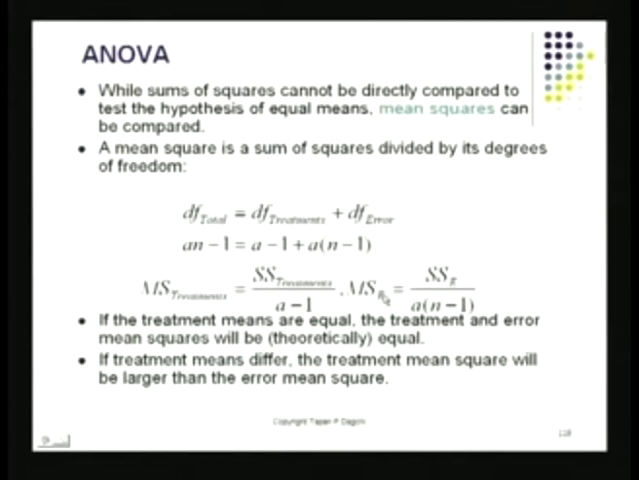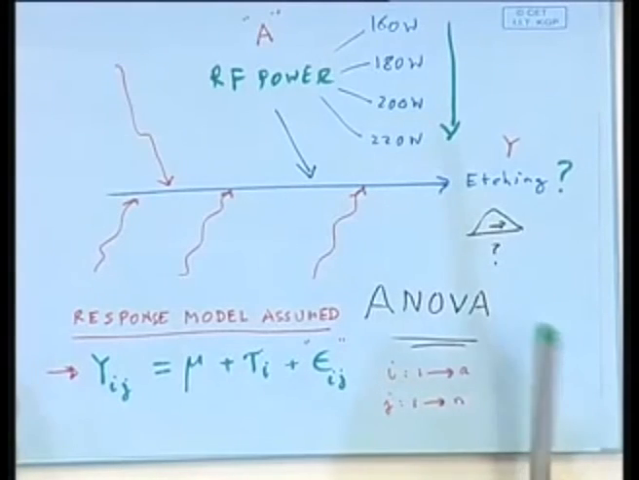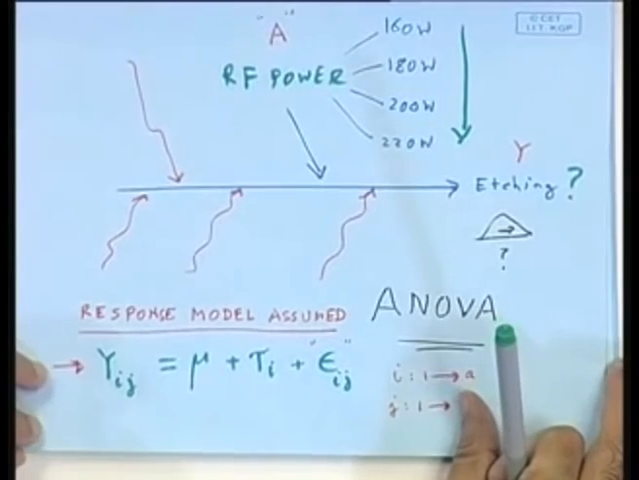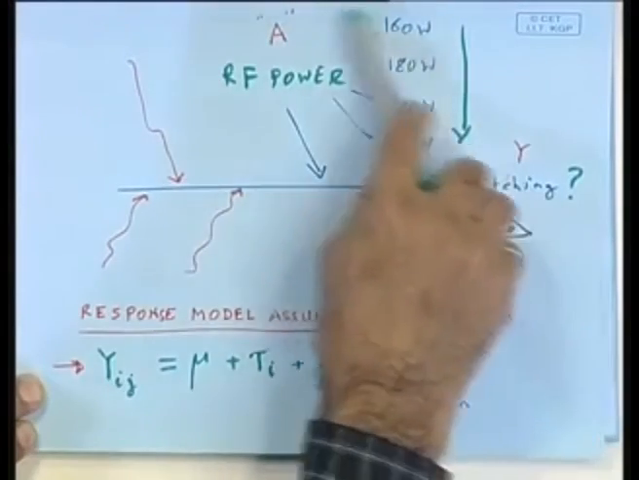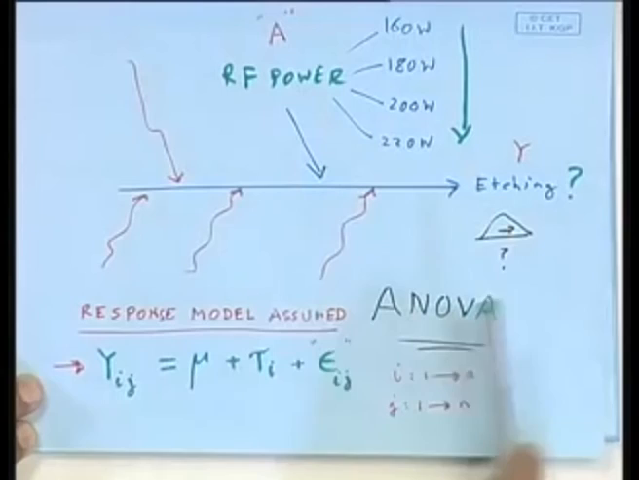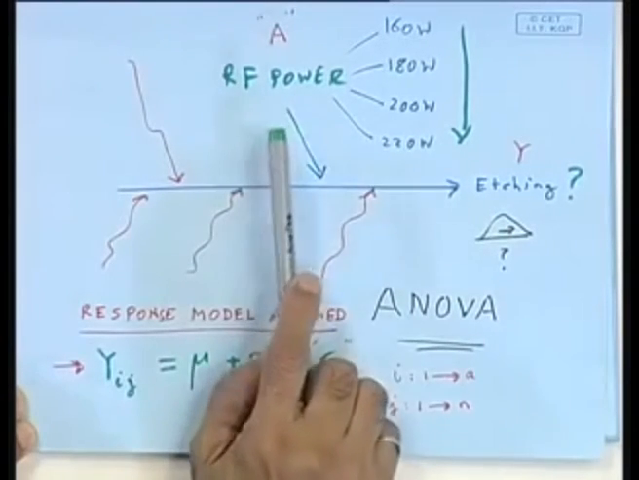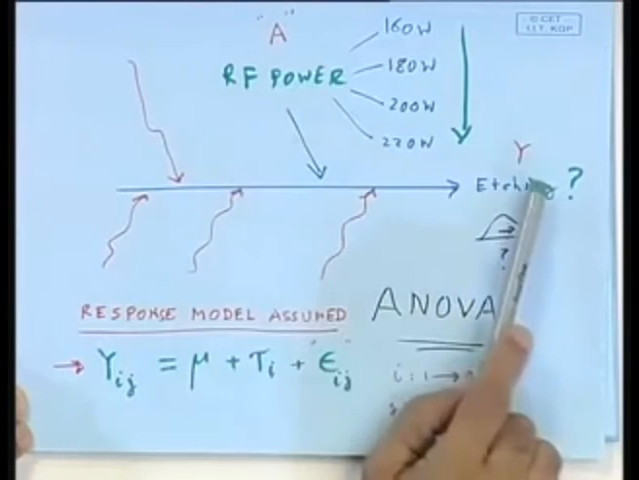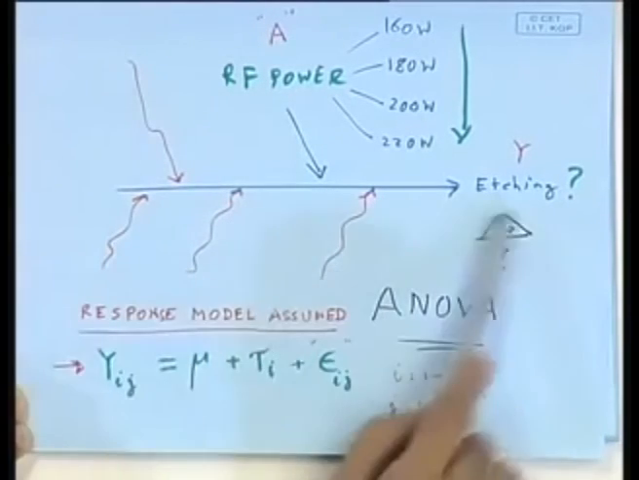Now let me talk about this a bit intuitively. We can go back to our picture here. Suppose indeed RF power had no effect whatsoever on etching. Suppose it had no effect. Then the effect that we measure here would be affected by all these noise factors.